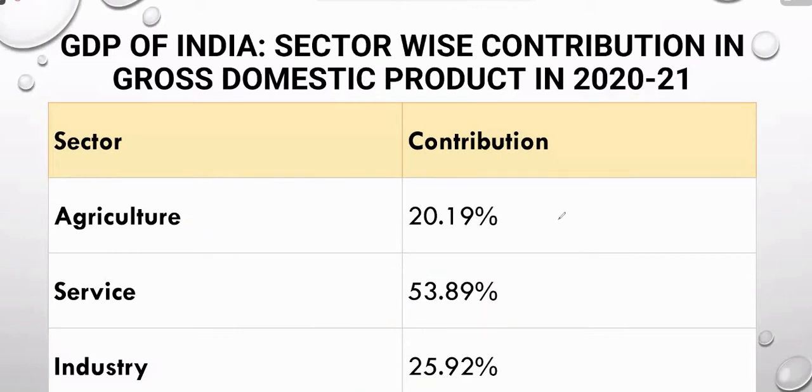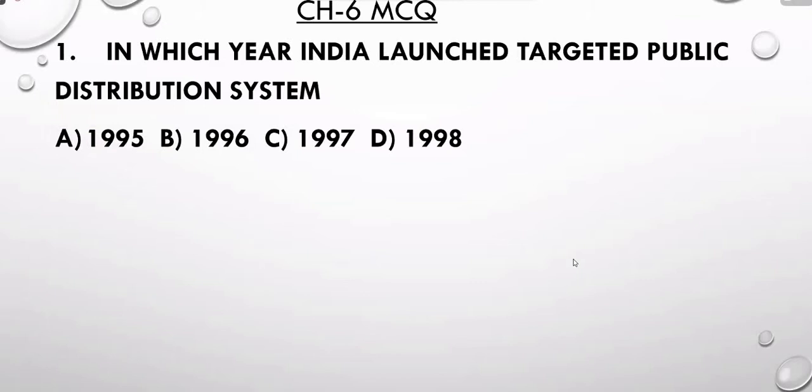Okay, I have a few MCQs. I want you people to answer, then we'll move ahead. In which year did India launch the targeted public distribution system? I hope you know what the public distribution system is. See, it's a place to distribute all the food eatables. So in which year?